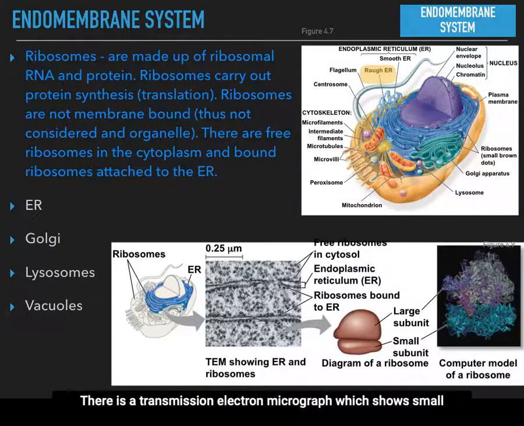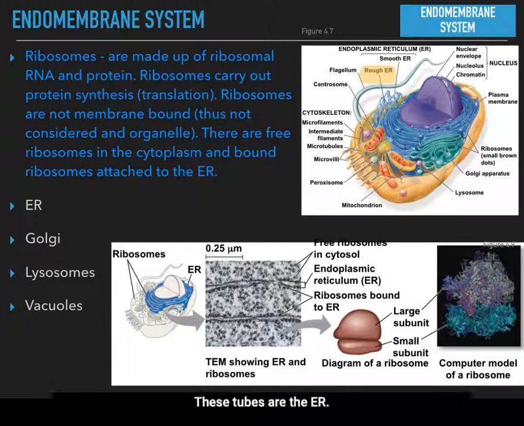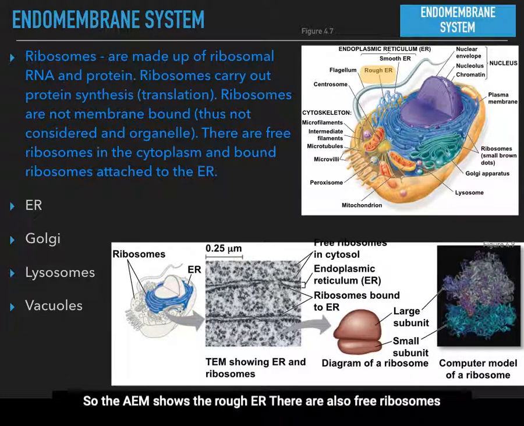In the image below, there is a transmission electron micrograph, which shows small beads or black dots along what appears to be tubes. These tubes are the ER, so the EM shows the rough ER. There are also free ribosomes in the cytoplasm not attached to the ER. Ribosomes are made up of two subunits, the large subunit and the small subunit. Ribosome subunits differ in bacteria and eukaryotes. Often, antibacterial medications are targeted at the specific subunits of the bacterial ribosome, because if you can shut down the bacterial ribosome, you can shut down the bacterial protein production.